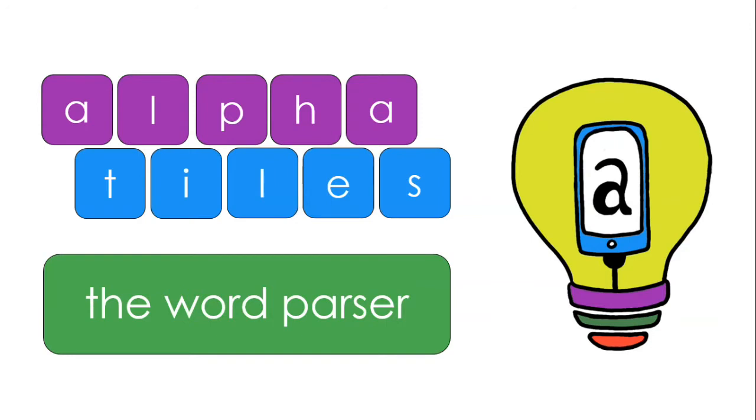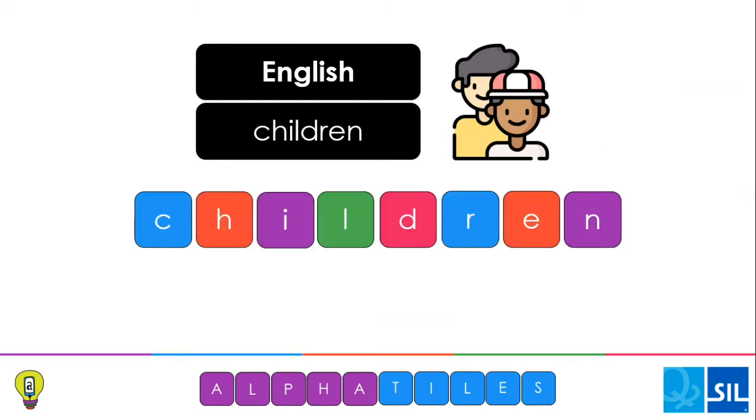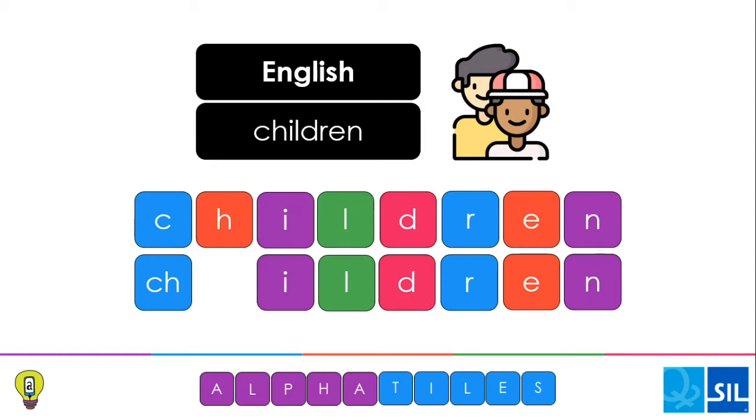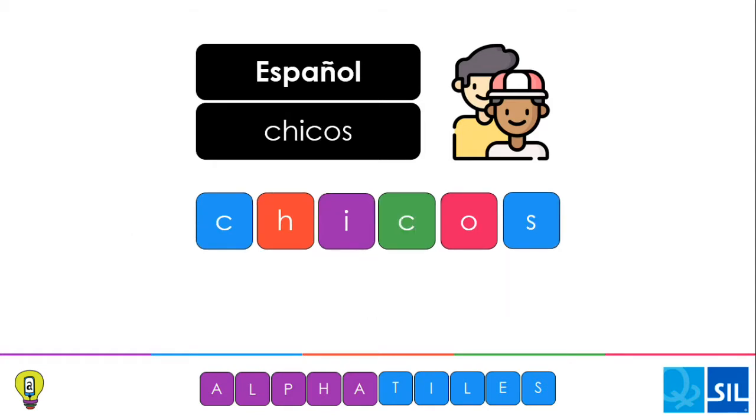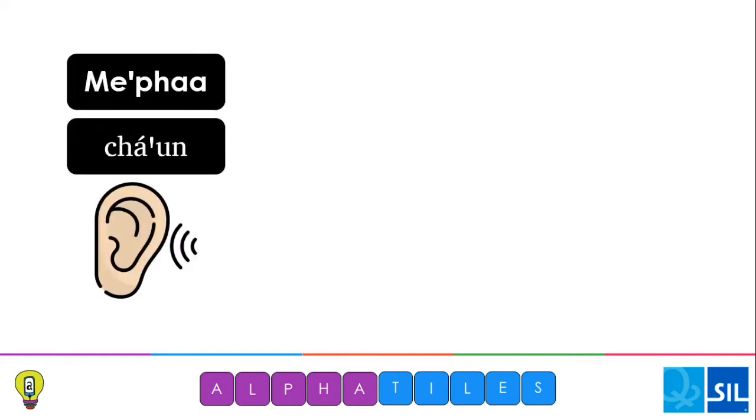In this video, we'll talk about the Alpha Tiles word parser. The word parser divides up words into individual tiles so that we can play tile-based games. For example, the English word children could be divided up as shown, or most people would probably say we should teach CH, the digraph, on its own tile. In the same way for Spanish, most would probably also say that we should teach the digraph CH as a unit.